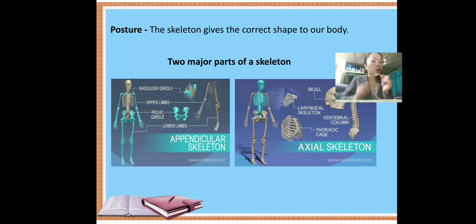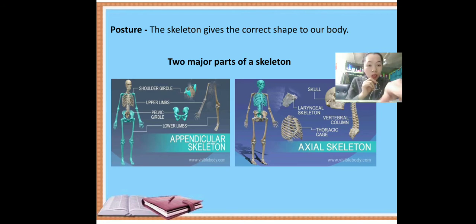So now we'll proceed to the two major parts of a skeleton. So naa tay two major parts of a skeleton. So unsa man ang two major parts sa to? So the first part is the appendicular skeleton. So unsa man ang appendicular skeleton? So appendicular skeleton, the portion of the skeleton of vertebrates consisting of the bones that support the appendages.